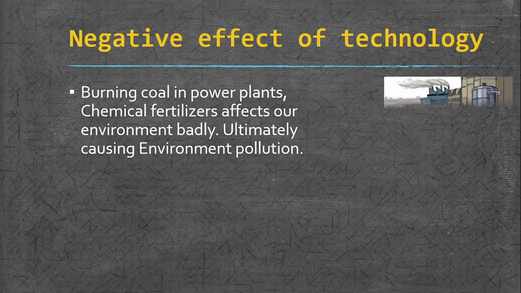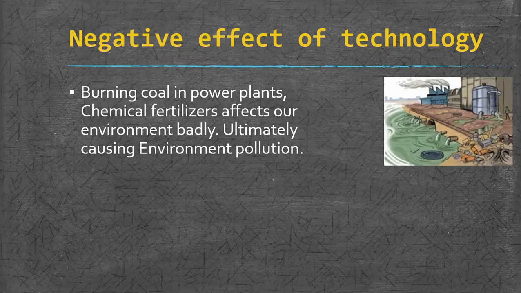Technology makes our life easier, better and more comfortable. But sometimes if we misuse technologies, it can be harmful for us. But how? Cars, buses and other vehicles help us to transport from one place to another. But the emission of carbon dioxide from these vehicles causes air pollution. Not only this, burning coal in power plants and chemical fertilizers affect our environment badly. Ultimately, it is causing environmental pollution.